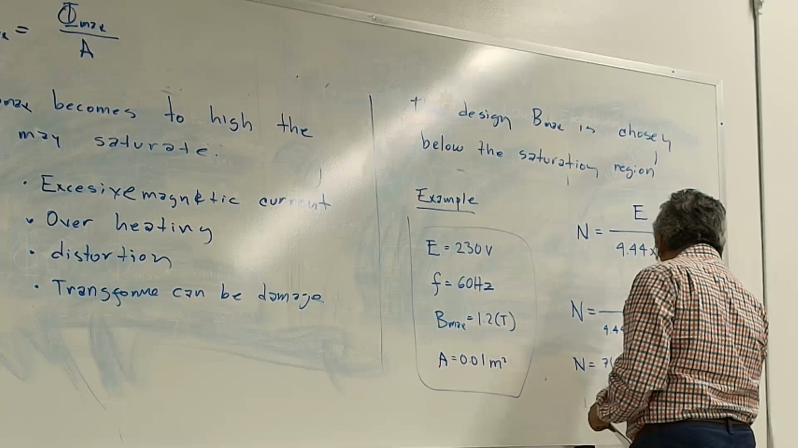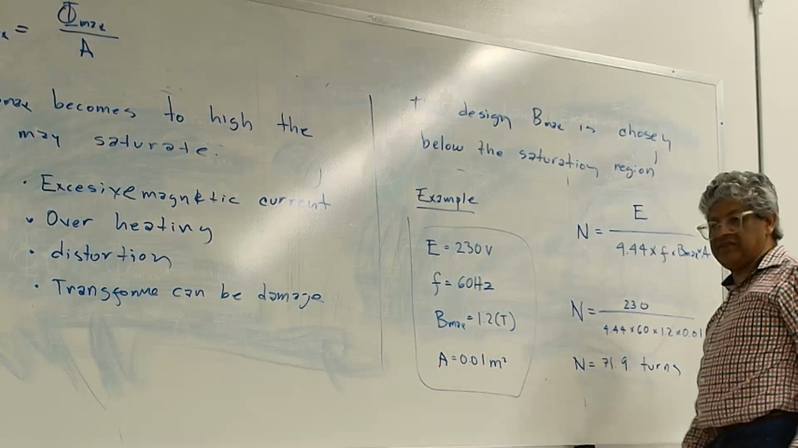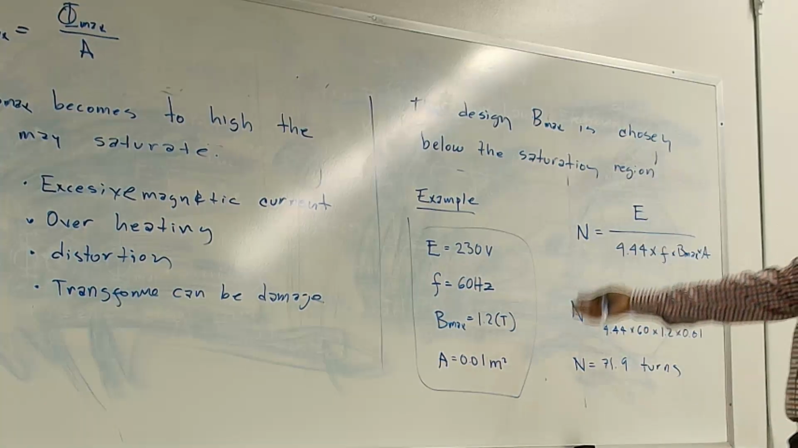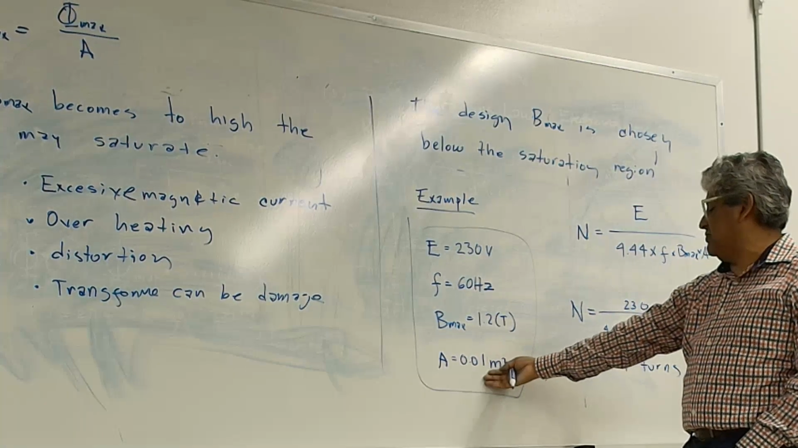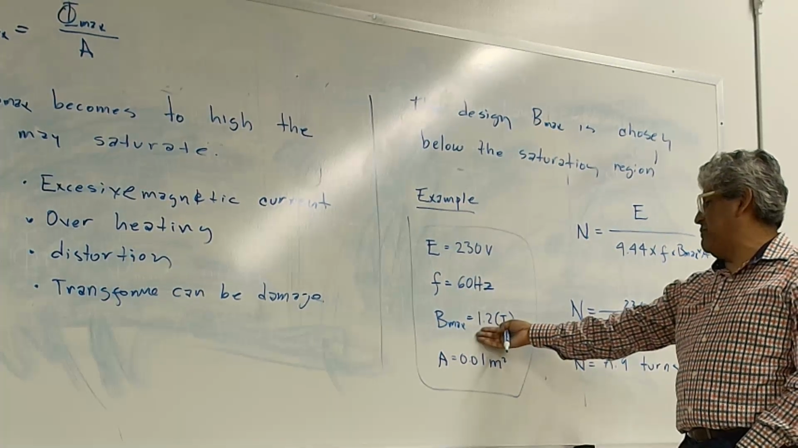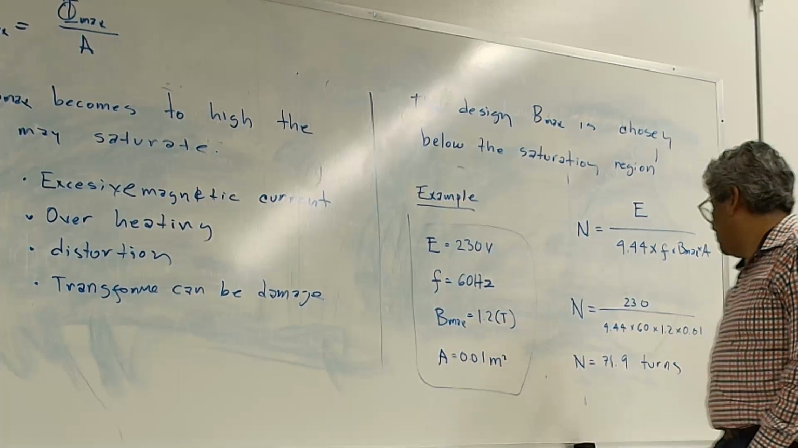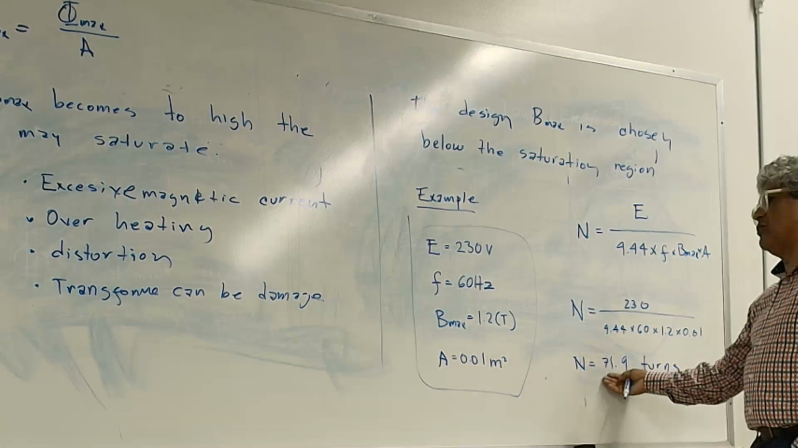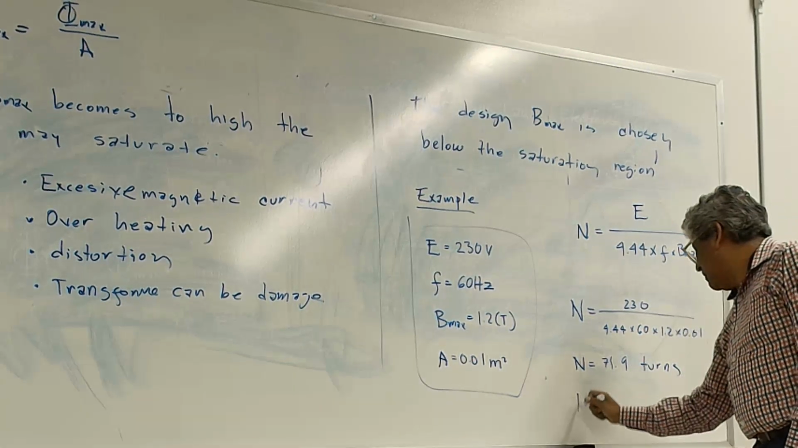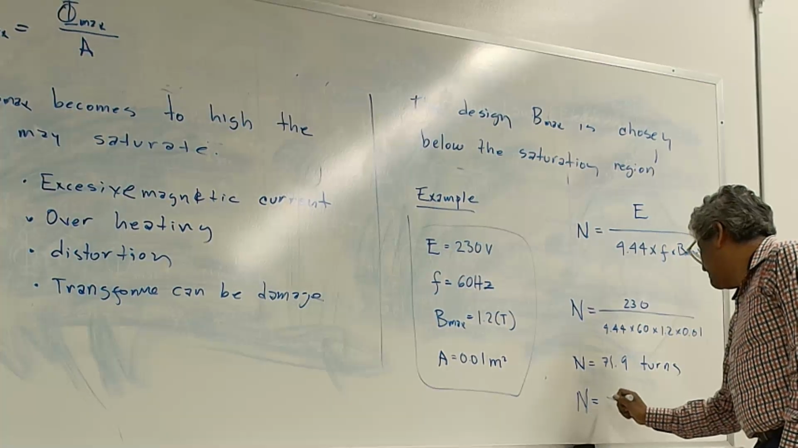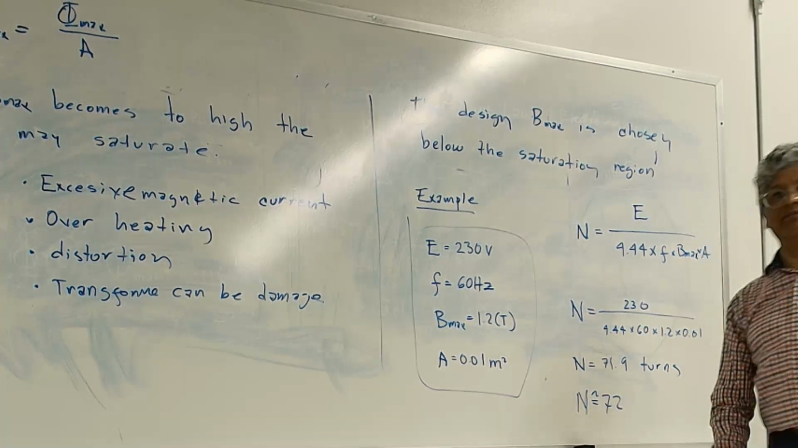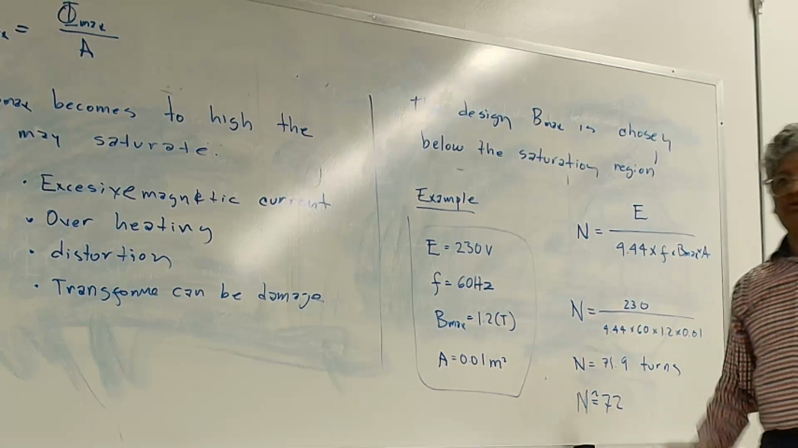71.9 turns. If you're a transformer designer, they're giving you this information. Somebody designs a core for you, and they tell you this is the cross-sectional area of the core. They're limiting you to this Bmax, and these are your frequency and voltage. You come up with a number of turns of 71.9. Because we want precise numbers, you can say that this is approximately 72. So 72 turns.